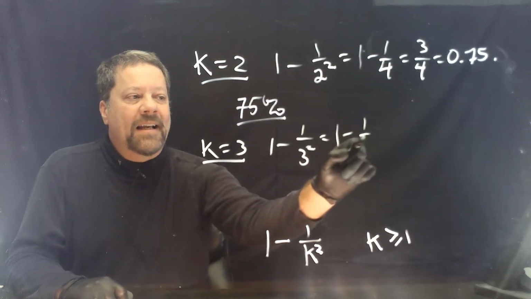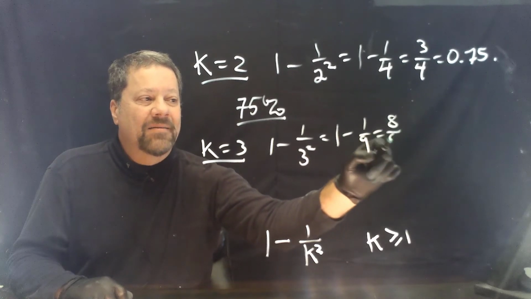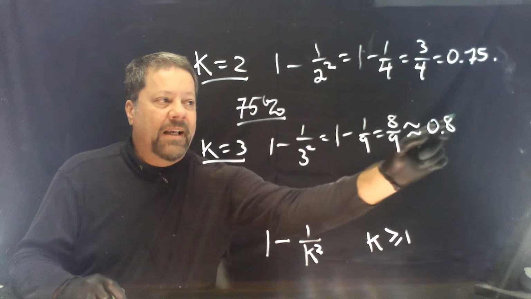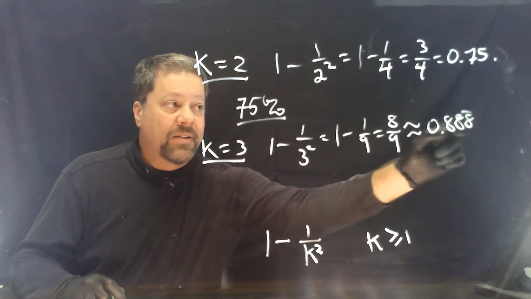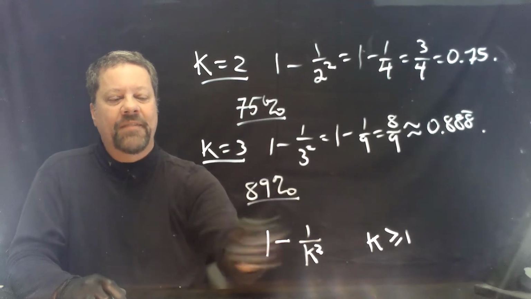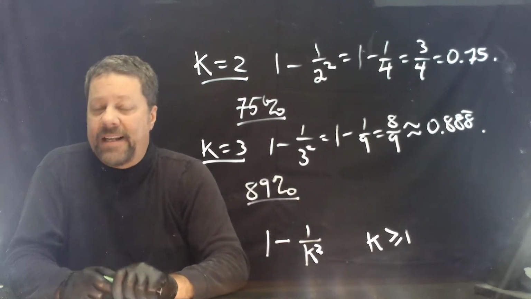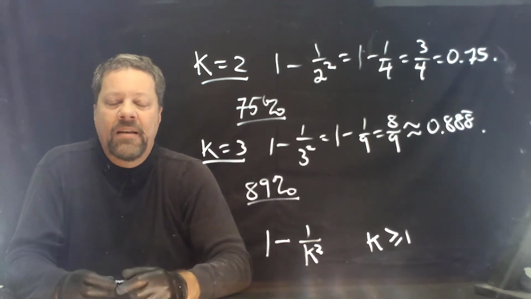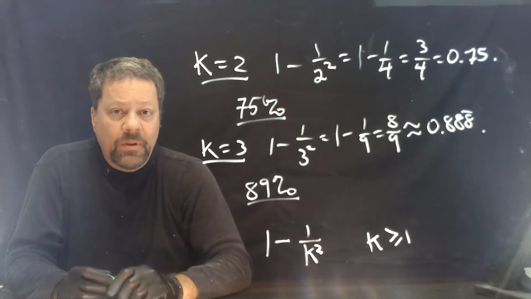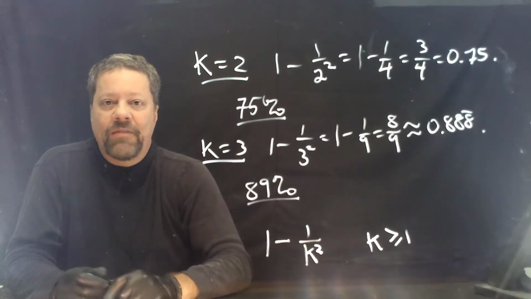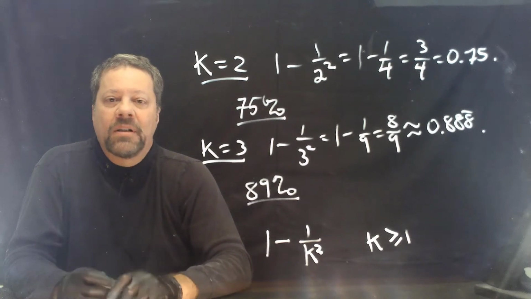This is 1 minus 1/9, or 8/9. That's 0.888, and so on, or about 89% of the data values will lie within 3 standard deviations of the mean for arbitrary distributions. Remember, for the empirical rule, that was 99.7%, but that's only for bell-shaped distributions, or normal distributions.